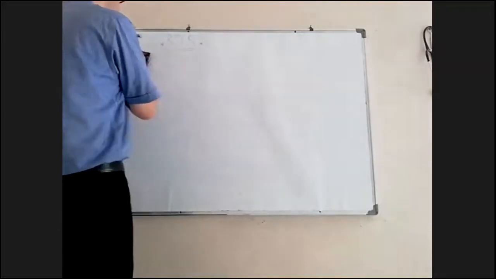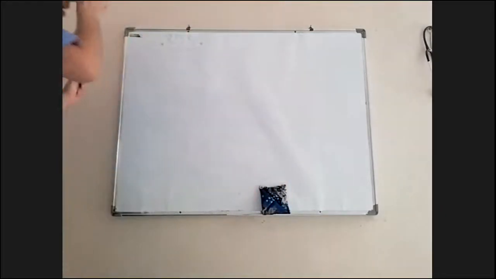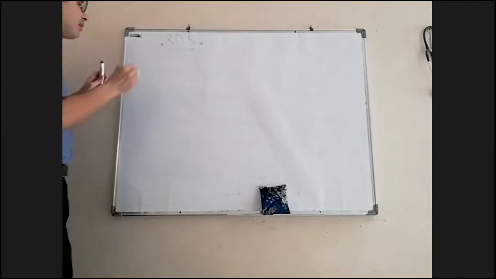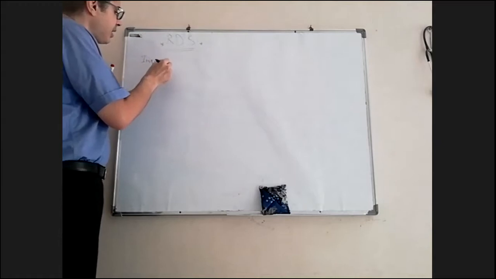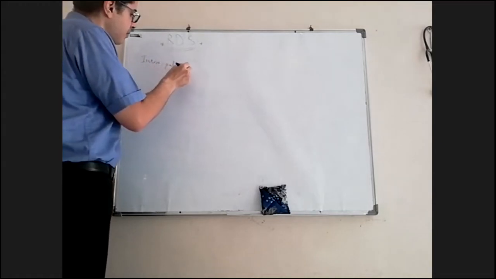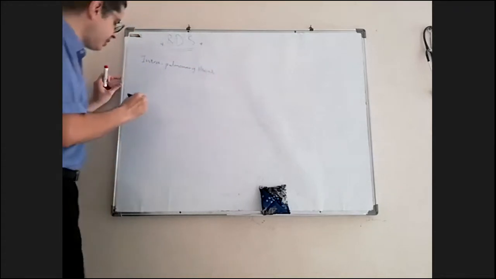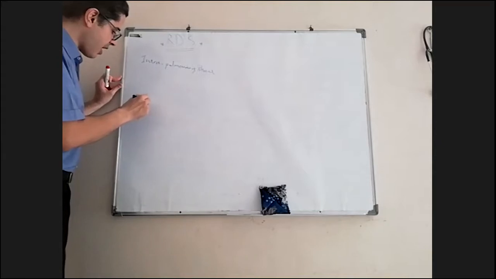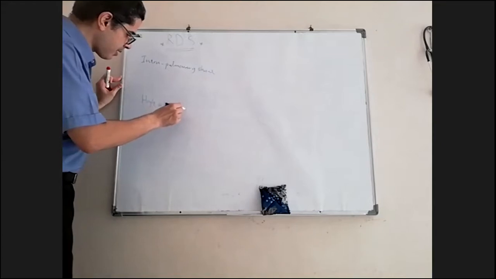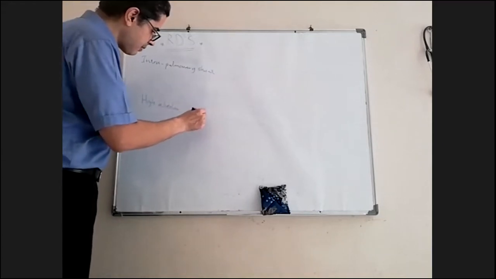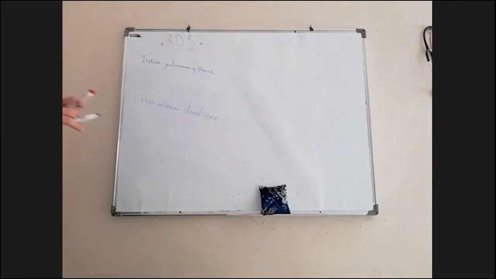Okay. So what else do premature babies have? They have intrapulmonary shunt. And they have high dead space, high alveolar dead space. Why do they have intrapulmonary shunt?